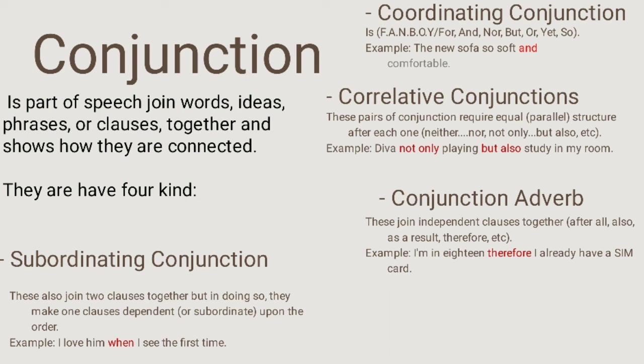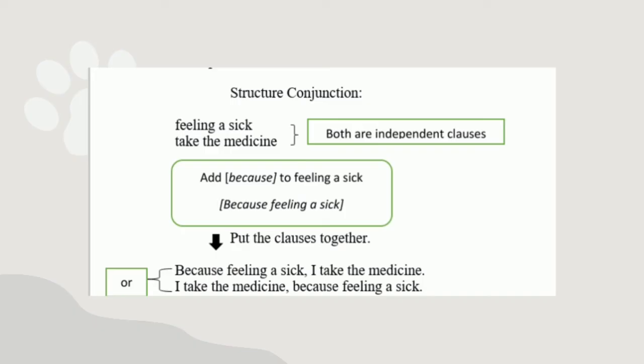And the number 4, conjunctive adverb. This joins independent clauses together, like after all, also, as a result, therefore. An example, I'm 18, therefore I already have a SIM card. And in this conjunction structure, both are independent clauses with because in the middle, putting the clauses together. Because I feel sick, I take the medicine, or I take the medicine because I feel sick.